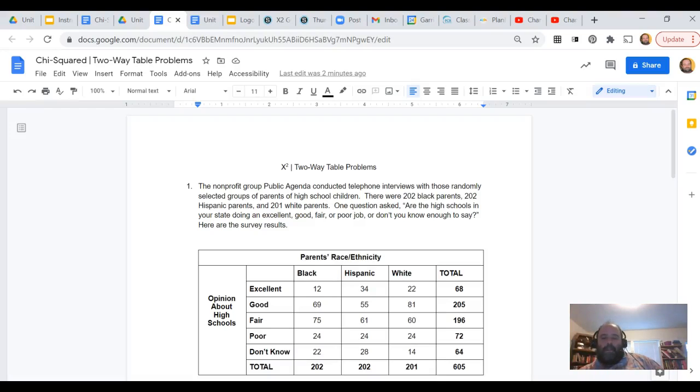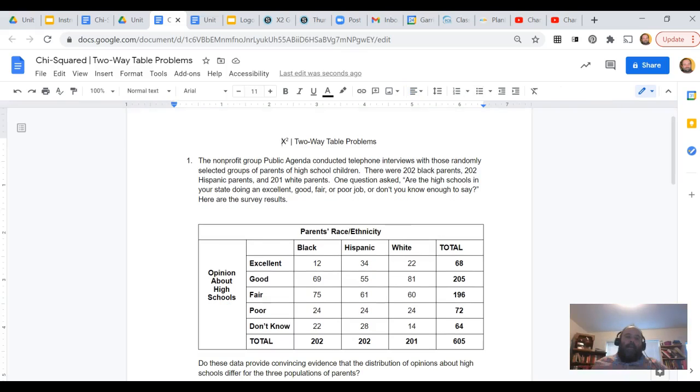Okay, so today you're going to be looking at this chi-squared two-way table problem set, and there's two problems in here. One I'm going to walk through as an example, and the other you're going to do on your own. Okay? So we're going to use problem number one as an example.